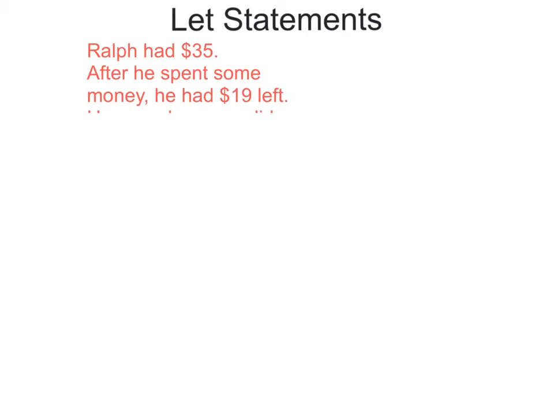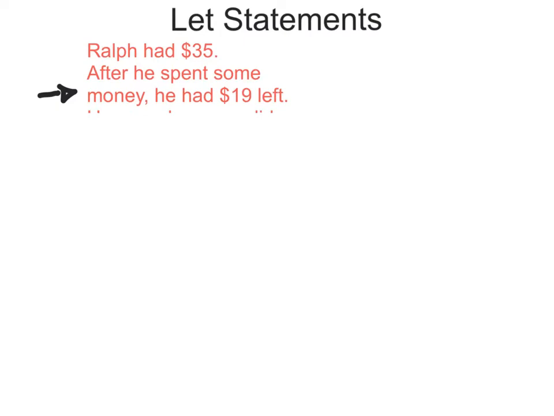The first thing we have to do is always look at the very last part because that tells us what we're trying to figure out. How much money did Ralph spend? We always look to the question. We're trying to figure out how much money Ralph spent.